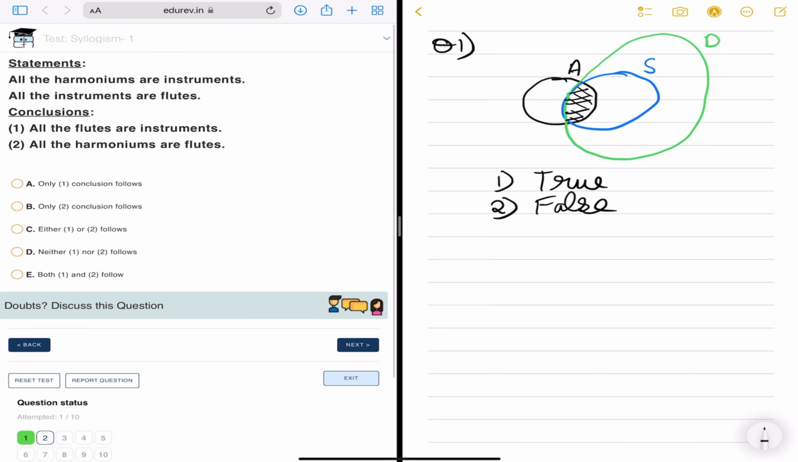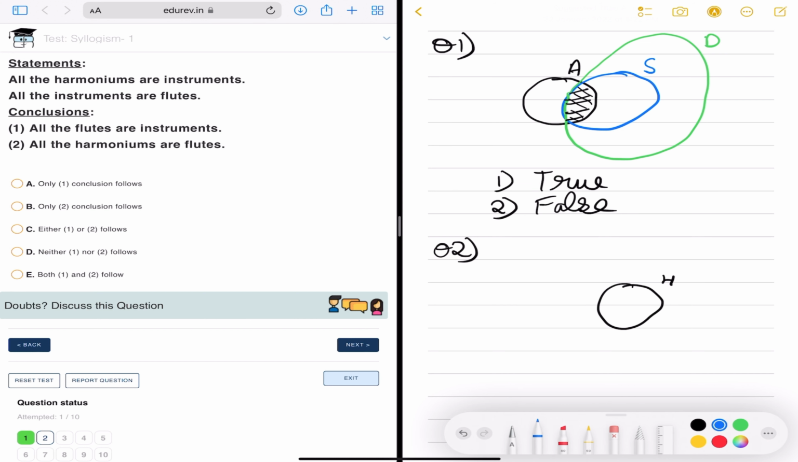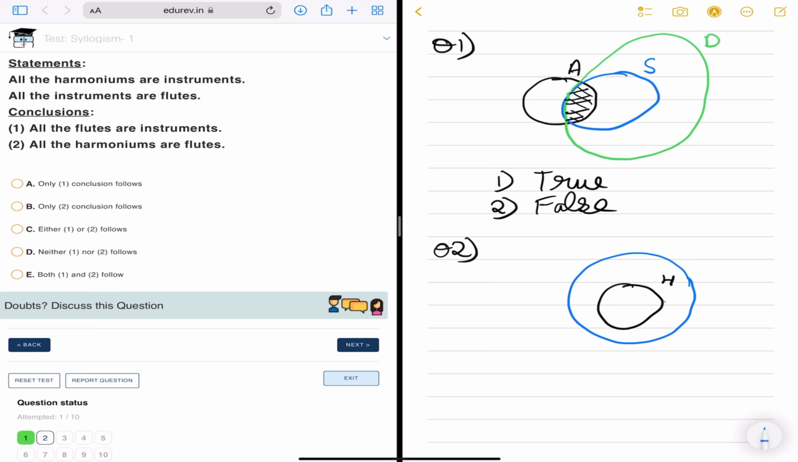Now question number 2 states that all the harmoniums are instruments. So assuming that this is our harmonium, it's stating that all of these harmoniums are basically instruments. So there is I for instruments. And then we have that all the instruments are flutes. So all these instruments are actually flutes.